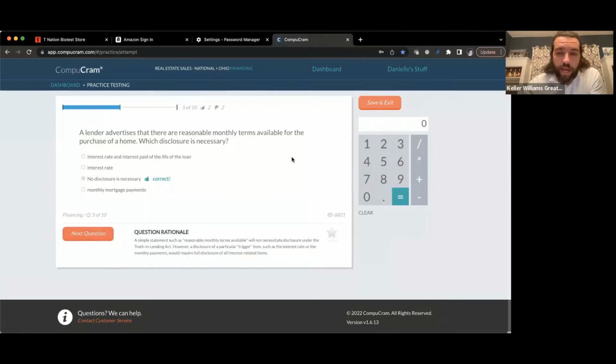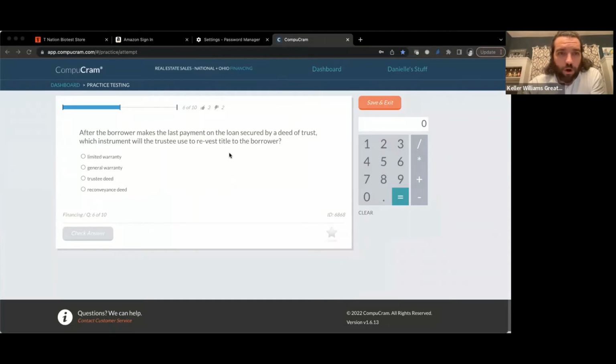And the reason for that is a statement like reasonable monthly terms available doesn't necessitate any disclosure because it's subjective terminology. Disclosing any individual item, interest rate, monthly payments, or amount of interest paid over the life of the loan, all require the disclosure then of everything. They're triggering events, right? If you're going to share one of these, you've got to share all of them. But if you don't share any of them, you don't have to share any of them.